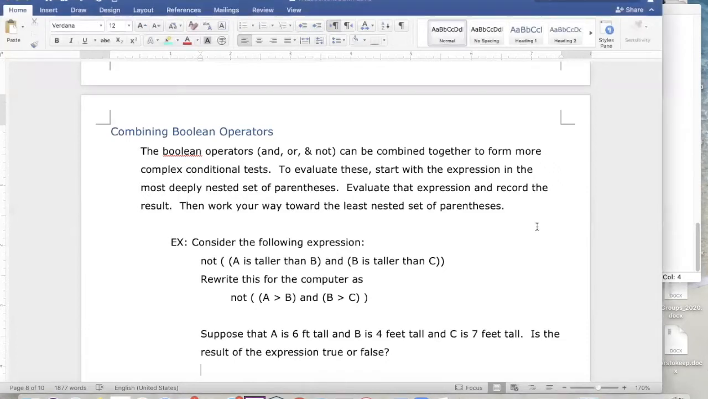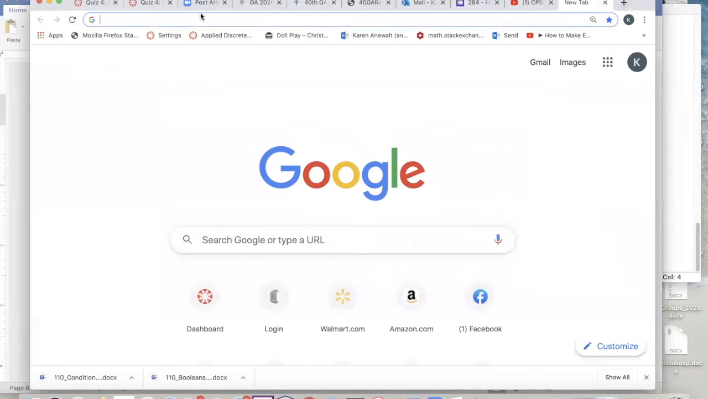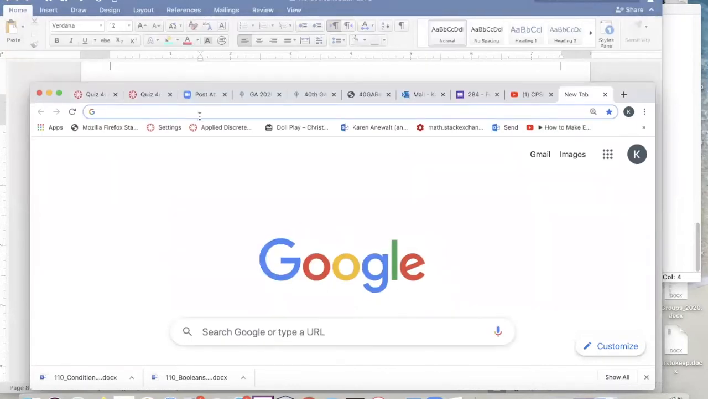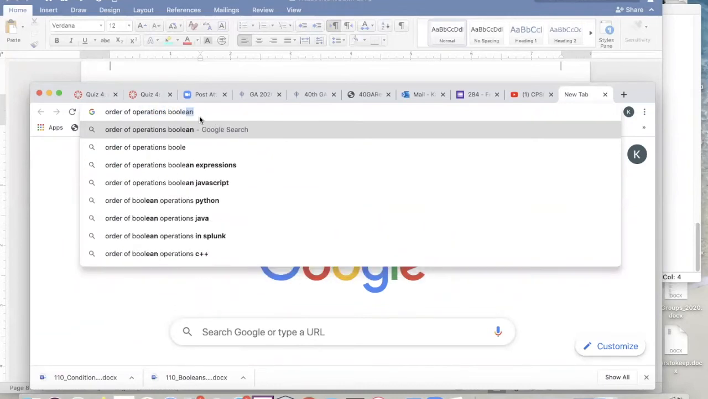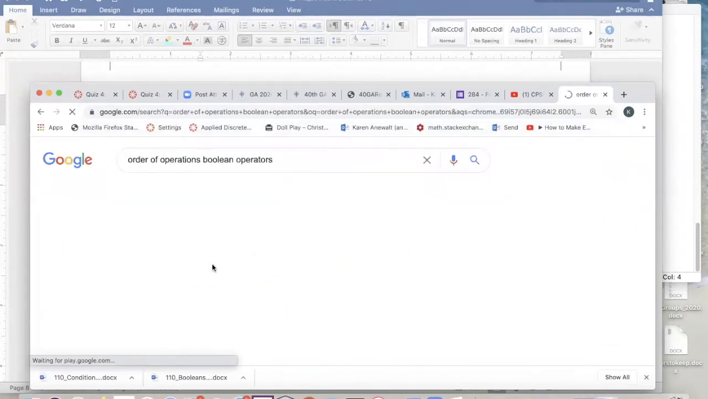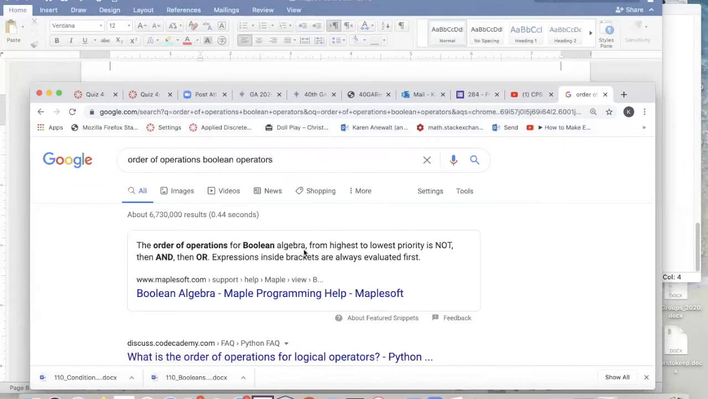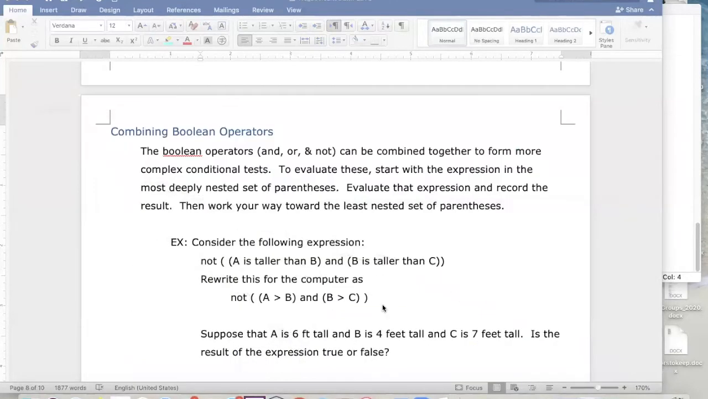Just like arithmetic operators have an order of operations, Boolean operators have an order of operations as well. If you're really curious about it, you can Google to find out the order of Boolean operators. If you do that, it tells you that the highest priority level is not, so that would always be applied first. Then the and operator's in the middle, and then the or operator has the lowest priority. And that's just something that you can memorize.